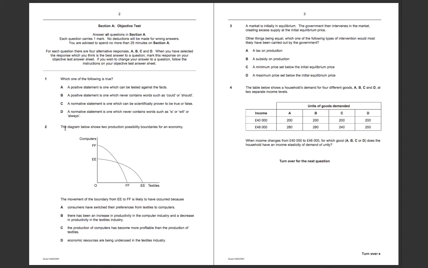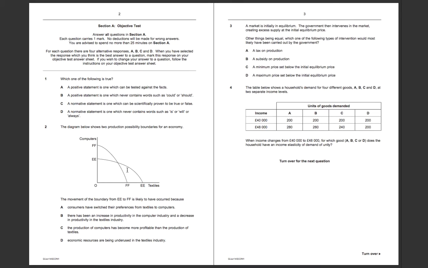Now question 2. The diagram below shows 2 production possibility boundaries for an economy. Production possibility curves, same thing. Computers, textiles. The movement of the boundary from EE to FF is likely to have occurred because A, consumers switch their preferences from textiles to computers. Again, this doesn't show us about consumers' tastes or preferences on the curve. It just shows us the different possible combinations of goods that are achievable with the resources available to firms or an economy at a given time.